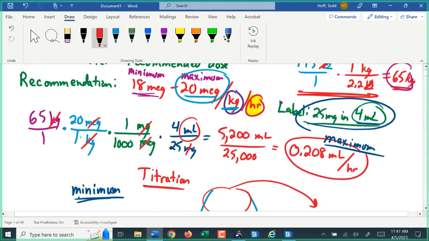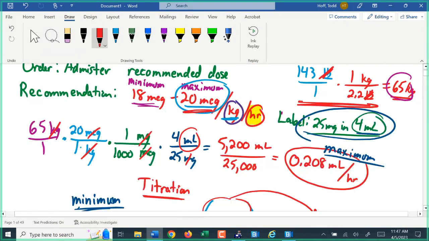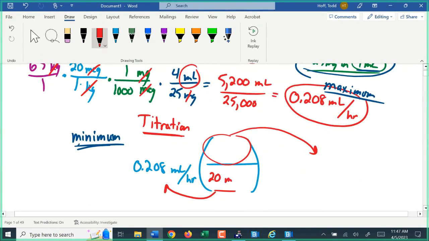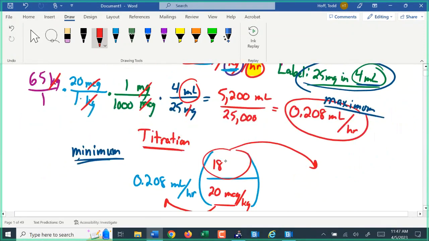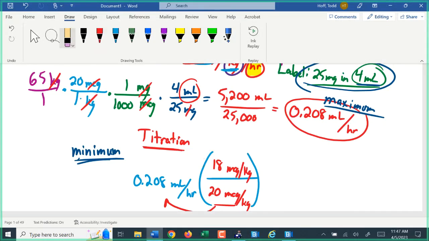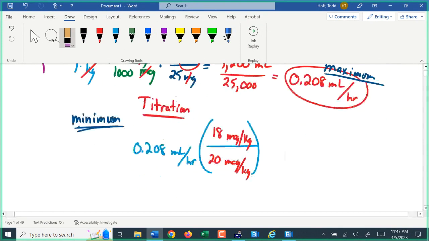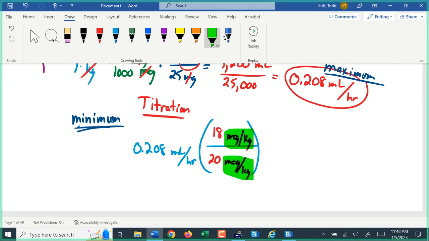So here we used the 20 micrograms per kilogram. That's going to go on bottom because that's where the 0.208 milliliters per hour came from. And we want to adjust that to the minimum of 18 micrograms per kilogram. So that's going to go on top. Now, one of the things we had mentioned was that these two units here have to be the same. And they are. Both of them are micrograms per kilogram. They have to be that way because the units have to cancel out here. This is simply an adjustment factor. Should not affect our units at all.